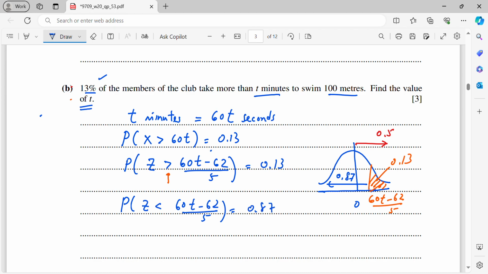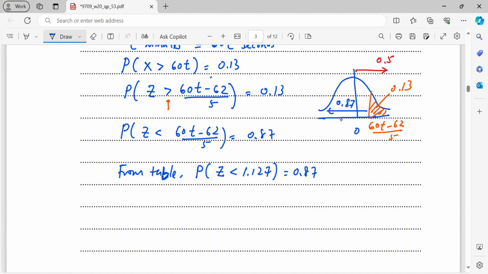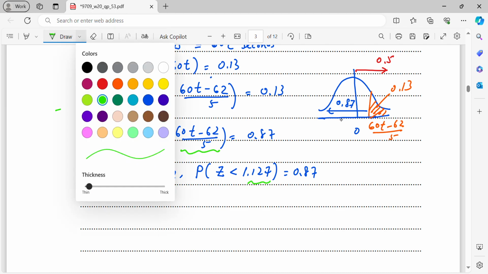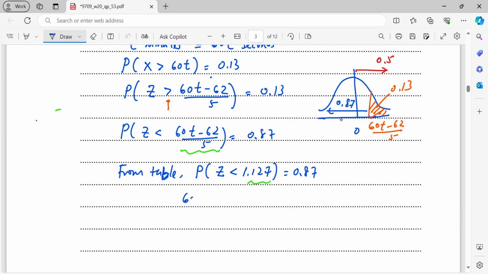Now from the table, since the line is on the right side and the region is towards the left hand side, I can just refer to the normal table to get the critical value. That is Z less than 1.127 to get 0.87 probability. So now I will compare these two values to get the T. So then 60T minus 62 over 5 equals 1.127.